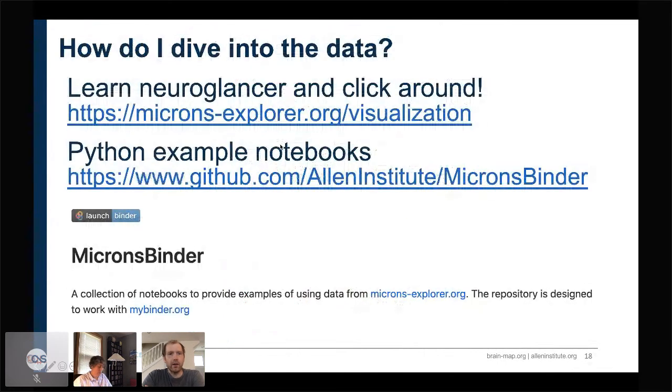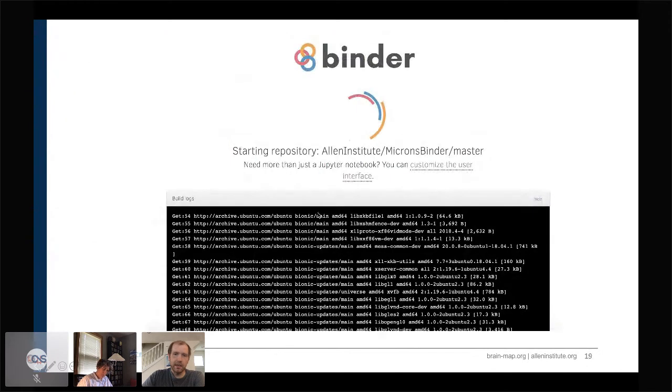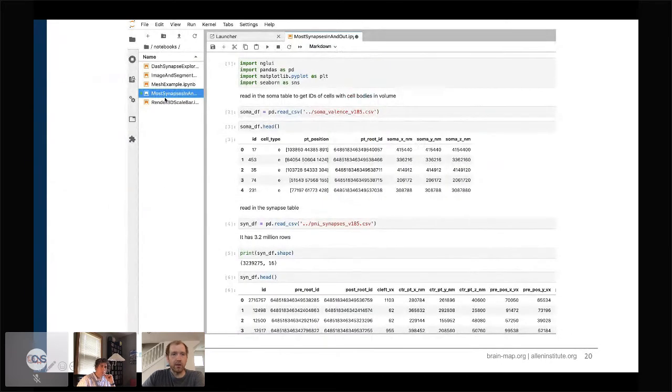All right, so now how do you really dive into the data? Well, first you can just start looking at NeuroGlancer, as I mentioned, but maybe you want to start analyzing some of the data. And to do that, we've set up notebooks very similar to the notebooks that Tim described on Binder at this GitHub repository, AllenInstitute.com/microns-binder. And if you go to that website, you'll see this launch Binder button. And when you click it, Binder will spin up an environment with all of the packages pre-installed for you and the data already downloaded, so you can start clicking through some tutorials.